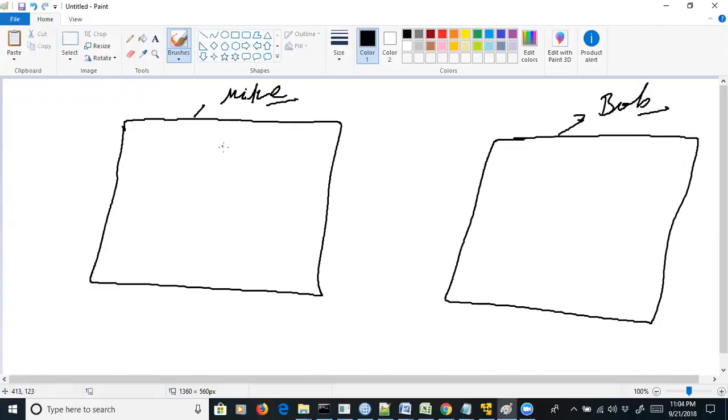Now suppose Mike is a retailer and Bob is a supplier. He is a shopkeeper, a normal shopkeeper or retailer. He owns a shop. And this guy has a warehouse. He is the supplier. And this guy owns a shop.